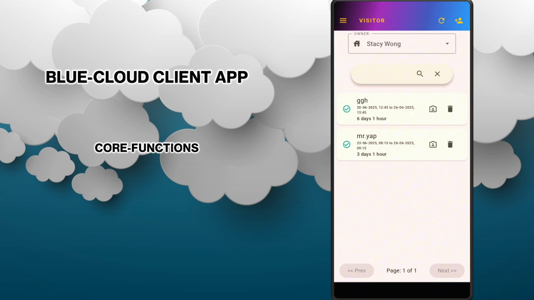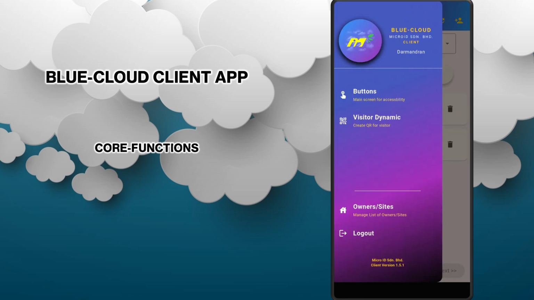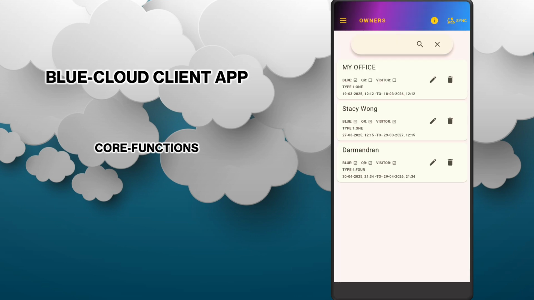And we have visitor. This is where we can actually generate visitor links. So this is the page for visitor links. And we have owner sites. Owner sites are where we are the owners. That means which are the sites we are linked to right now.